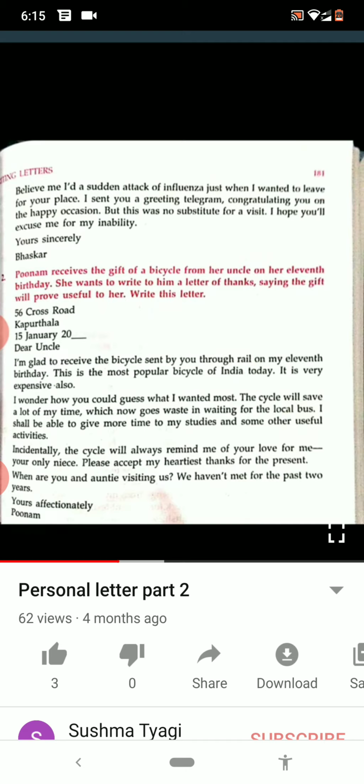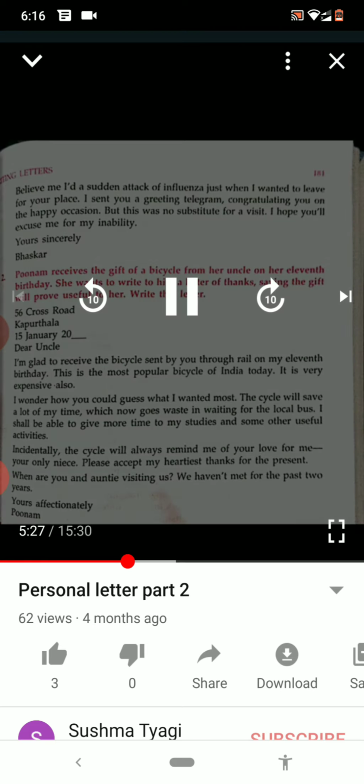Believe me, I had a sudden attack of influenza just when I wanted to leave for your place. I sent you a greeting telegram congratulating you on the happy occasion, but this was no substitute for a visit. I hope you will excuse me for my inability. And downside, what he has written, yours sincerely. We can write yours lovingly also. And downside, the name of the writer.